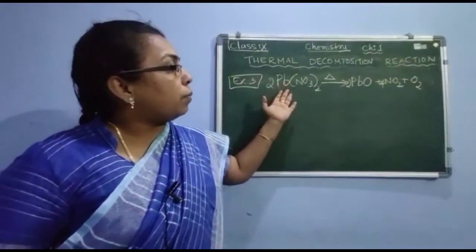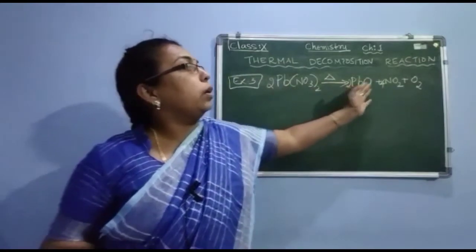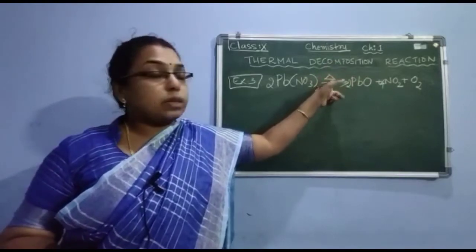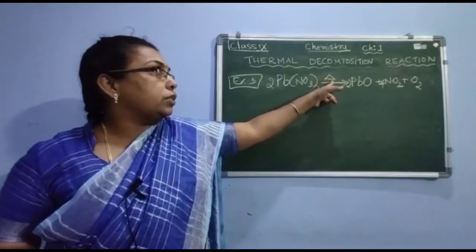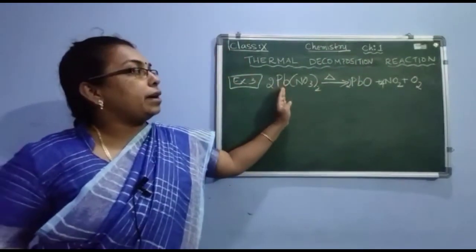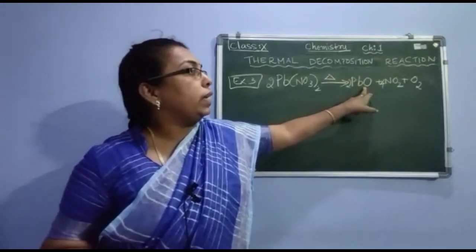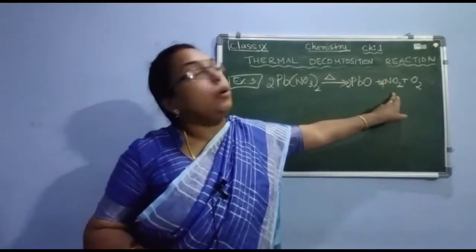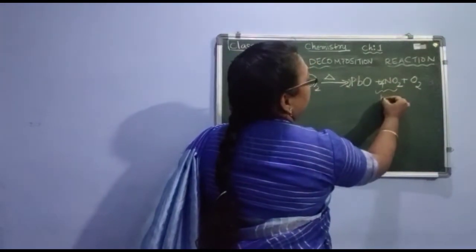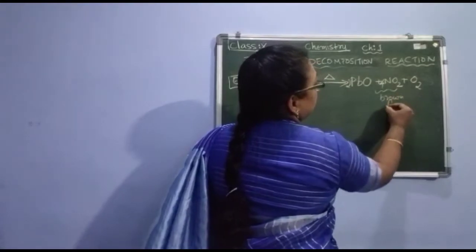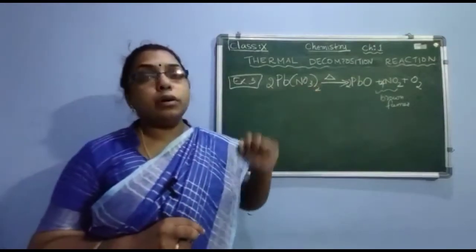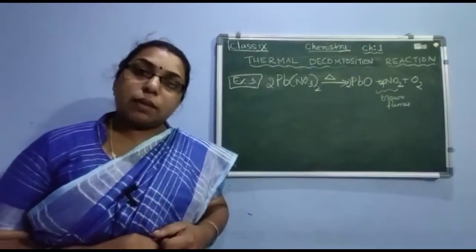Now see, from a single reactant I got 3 products. So it is called decomposition reaction. Again, for this reaction I have supplied heat energy. So it is called thermal decomposition reaction. So lead nitrate, on heating, gives lead oxide plus NO2 plus oxygen, and this NO2 forms brown fumes. Let's watch this example also.